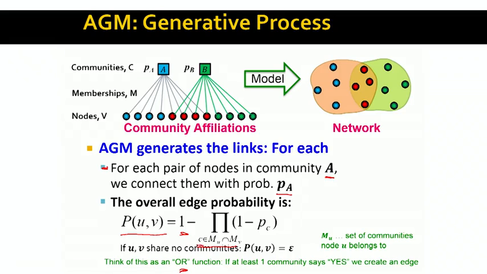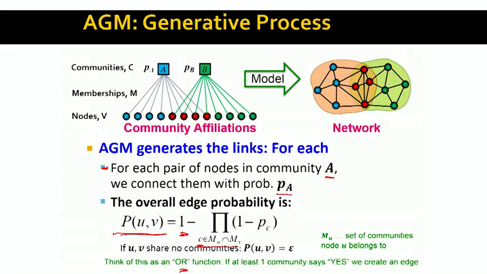Because the more communities we have in common, the more numbers are in this product. Each of the elements of this product is a number smaller than 1. So the more numbers that are smaller than 1 we multiply together, the smaller the total product. So 1 minus a small number is a bigger number, right? So this means that the more communities a pair of nodes has in common, the more likely they will be to link with each other.